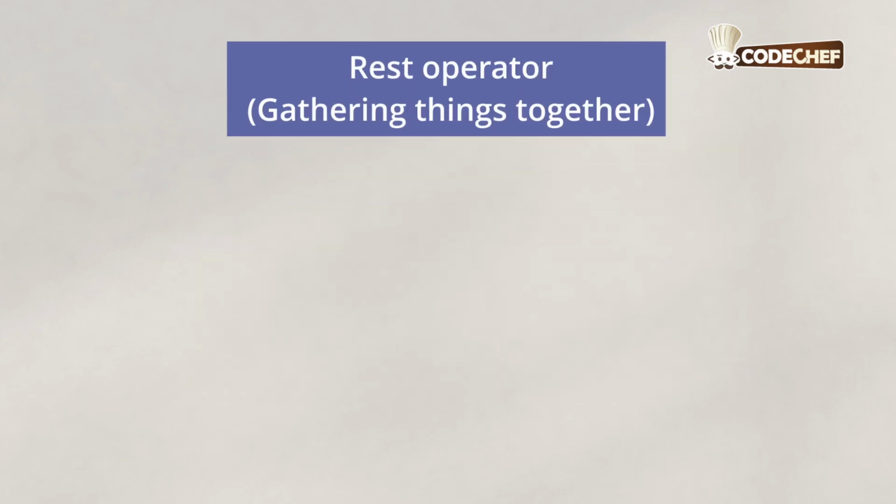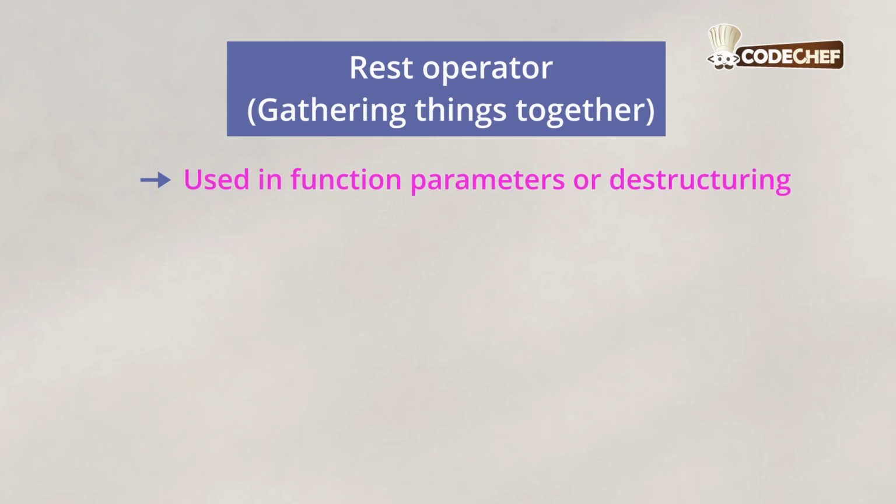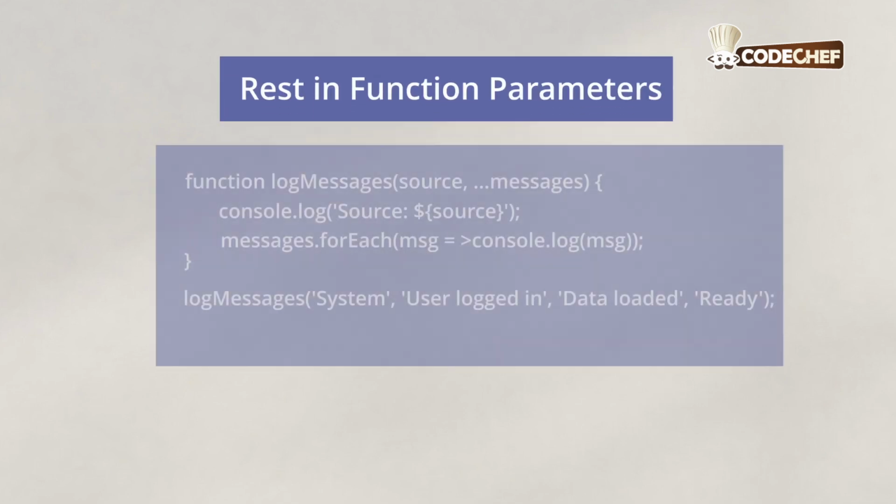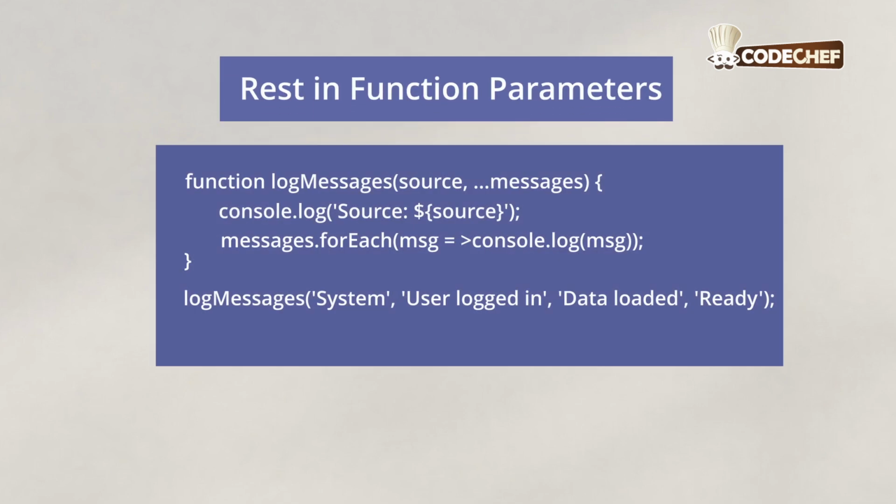So let us look at the rest operator now. The rest operator does the exact opposite of spread. Instead of expanding the values, it collects them. It is usually used in function parameters, and the rest operator must always come last. Now let us look at how we can use rest in function parameters.